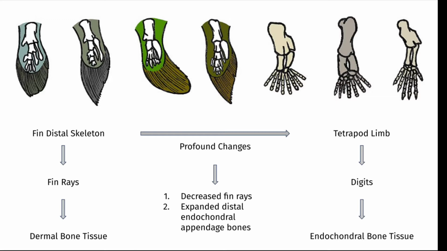Fin distal skeleton have those characteristic fin rays, which are made up of dermal bone tissue. And through profound changes throughout the course of evolution, we have the tetrapod limb, which has characteristic digits made of endochondral bone tissue. And we know that these profound changes are the decreasing of fin rays and the expansion of distal endochondral appendage bones, but how exactly this occurred is still unknown.